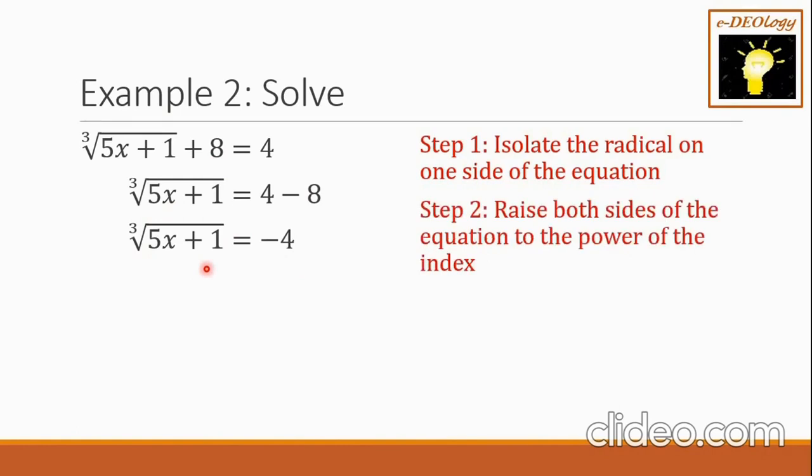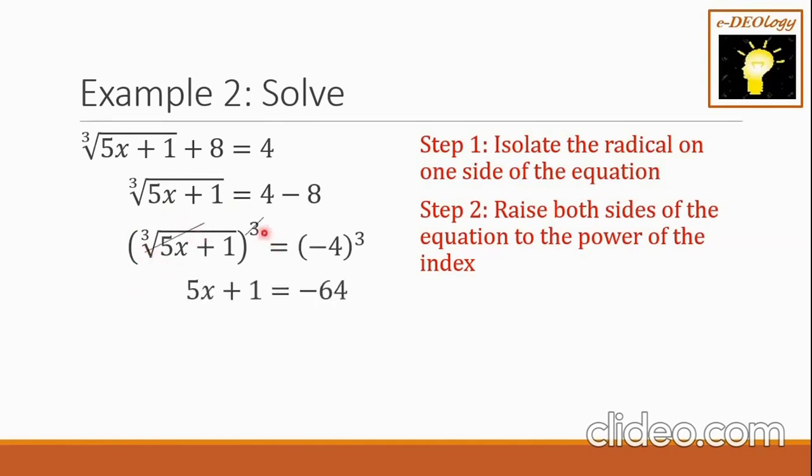Now we are able to isolate our big radical on the left side. We'll go now to step 2, to raise both sides of the equation to the power of the index. Our index here is 3. So we're going to raise both sides to the power of 3. Then cancel the big radical sign along with that power 3. Only the 5x plus 1 comes down here. And on the right side, the negative 4 cubed is simplified into negative 64.